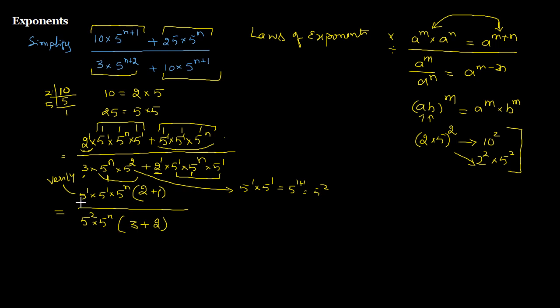So now let's come back to this here. 5 to the power 1 into 5 to the power 1 will give me 5 to the power 2. So 5 to the power 2 into 5 to the power n, I am not going to use any law here because I can see that I can cancel this and I can cancel that straight away. So that will be equal to 2 plus 1 is 3, 3 plus 2 is 5. So that will be my answer.